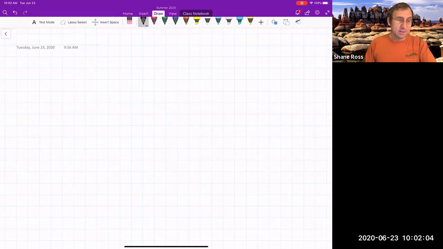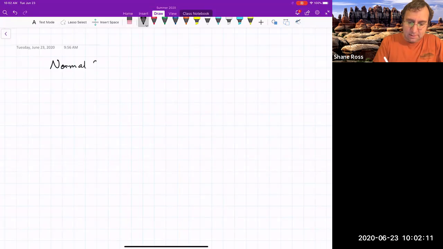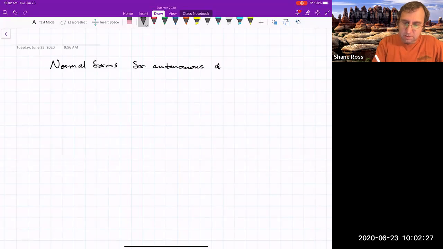We're now going to talk about normal forms. And these are normal forms for autonomous vector fields. So time independent autonomous vector fields near equilibria.